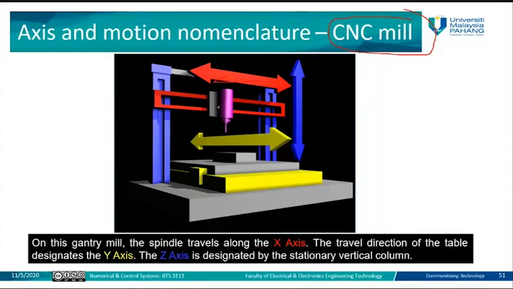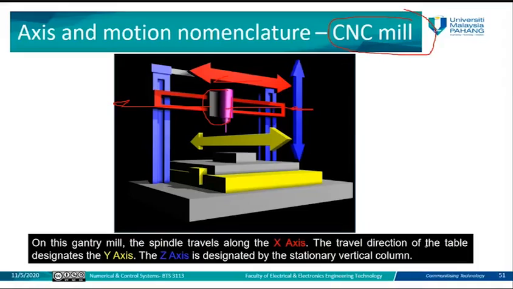This is the x-axis, and this is the spindle here. The spindle will move this way or that way. The axial movement depends on the x-axis here. It will be either left or right, in this way.